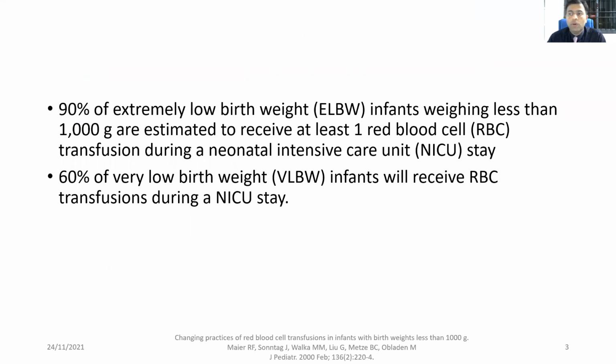So, what do we know about how much the transfusion requirement is? It is known that 90% of extremely low birth weight infants weighing less than 1000 grams are estimated to receive at least one red cell transfusion during a neonatal intensive care unit stay. And in very low birth weight infants, it's around 60% during their stay.